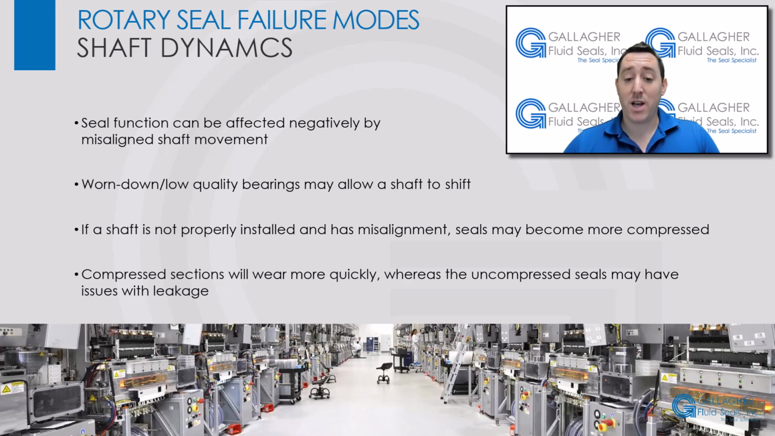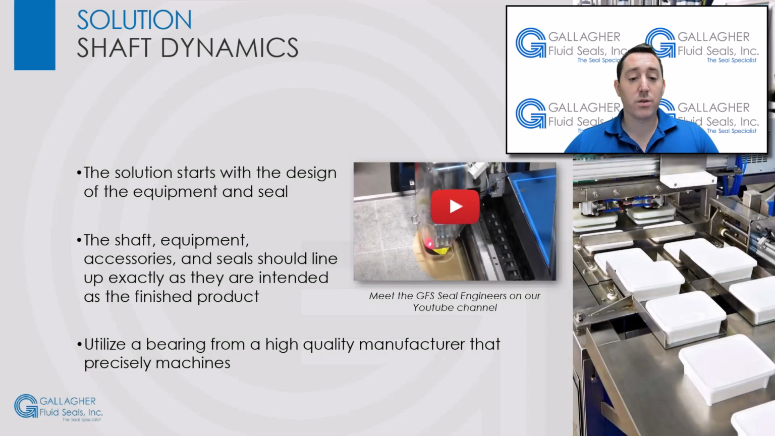Similarly, if your shaft is not properly installed and has misalignment, certain seals may become more compressed than others in the equipment. And as you are aware, compressed sections will wear more quickly, whereas the uncompressed seals may have issues with leakage. The solution to this problem really starts at the beginning, with the design of the equipment and seal. The finished product, the shaft, equipment, accessories, and seals should line up exactly as they are intended to. Secondly, utilizing a bearing from a high-quality manufacturer with precise machining certainly helps seals to operate as intended.